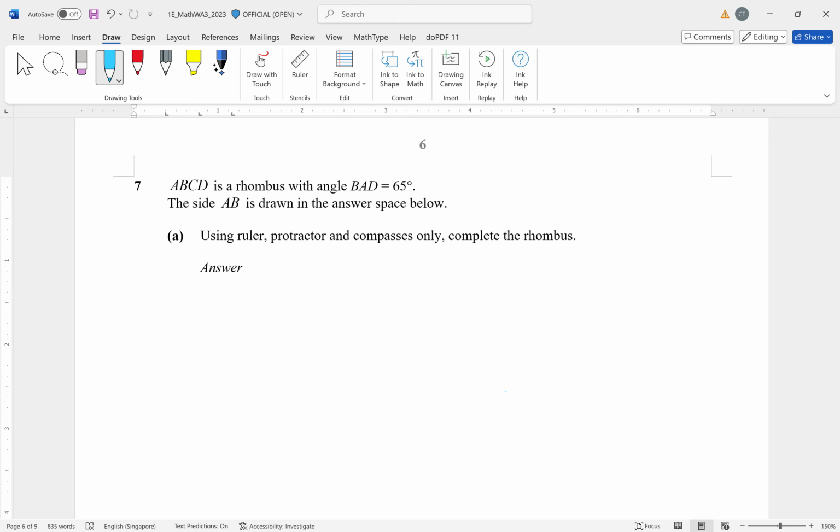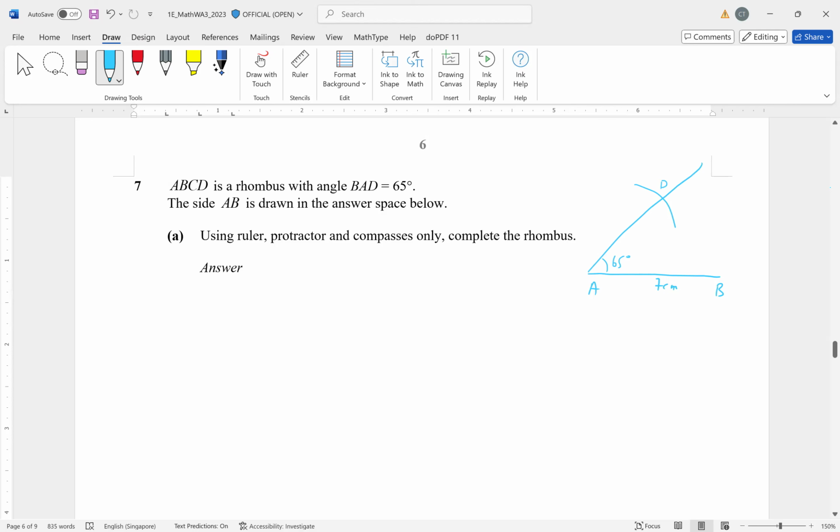Basically, do a rough sketch first, like what I always mention. So now you have AB 7 cm. Then BAD is 65, so you can put a protractor here, measure out 65, and draw a very long line. Because this is a rhombus, all the sides have the same length. So you open your compass to 7 cm, and you will be able to make a mark here. So this will actually be D already.